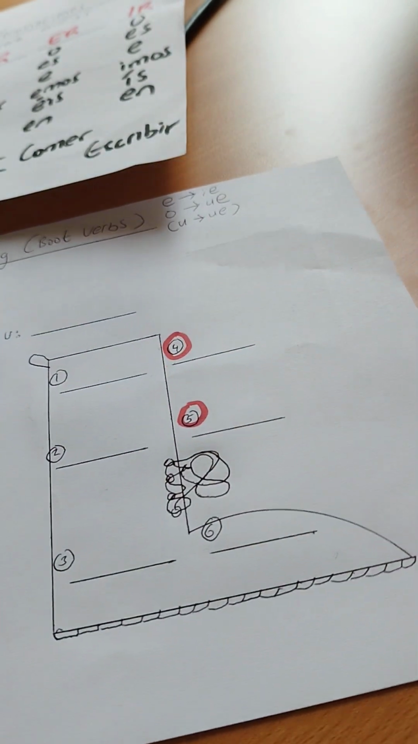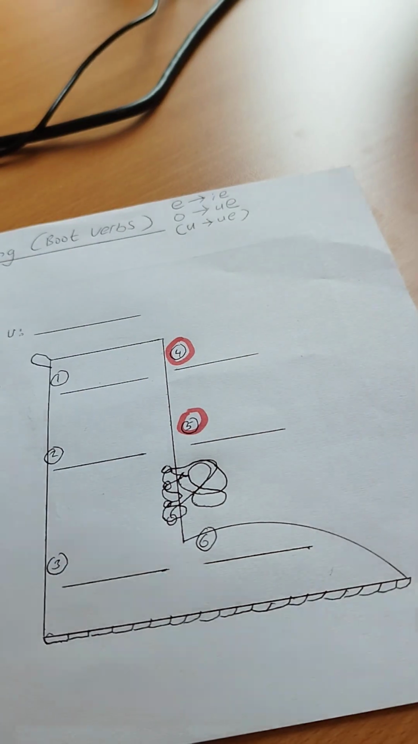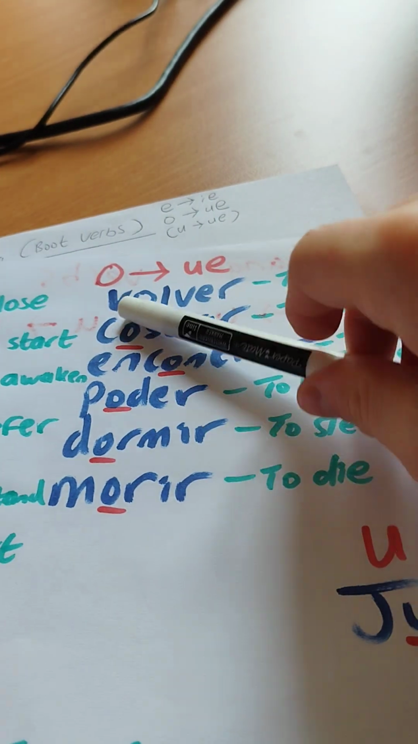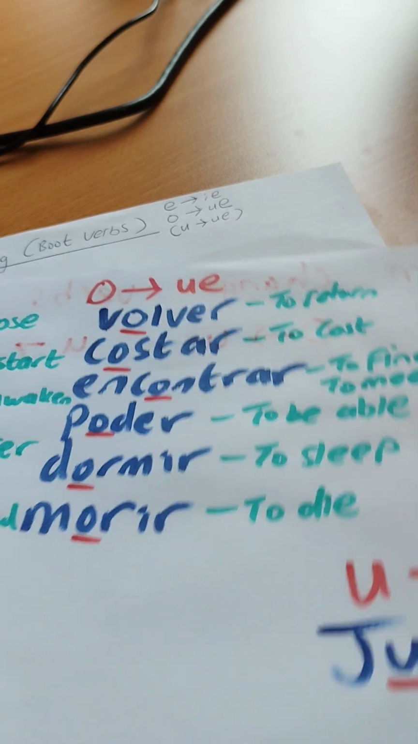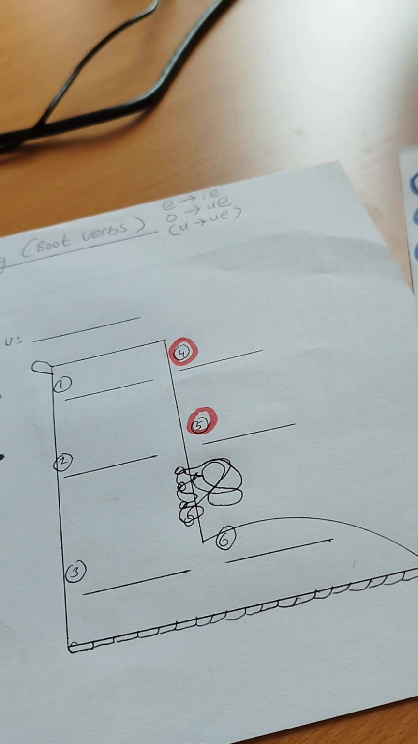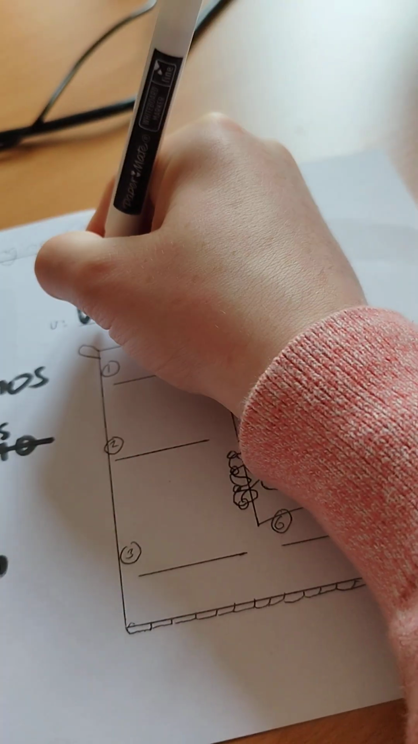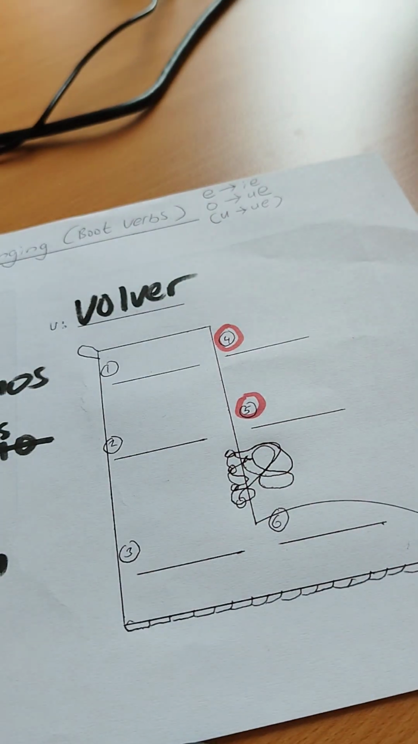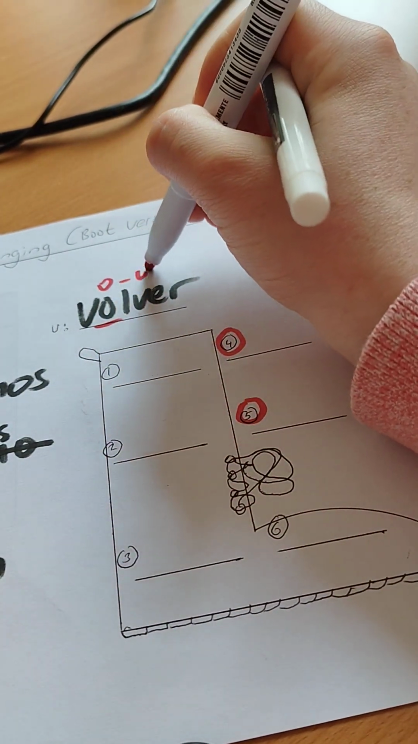Right, next one. I'm going to do one more really quickly, just to hopefully help us get it. Come back to our verb list. I'm going to go for volver this time. To return. Okay, so it's O to UE. So I'm going to write volver. The O in this case changes to UE.